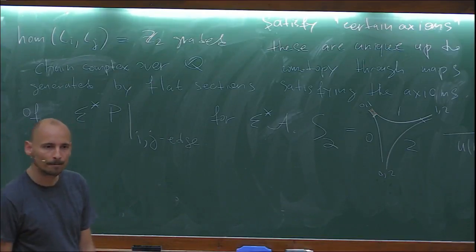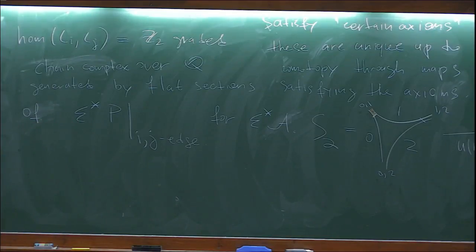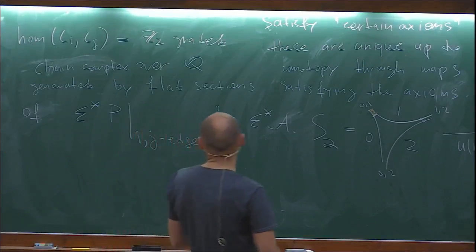No, they're in different fibers, so they don't intersect. But of course, to get a correspondence with the picture of intersecting Lagrangians, you take this trivialization, and if you parallel transport Li to the fiber here, you're going to get two intersecting Lagrangians whenever there is a flat section, right?